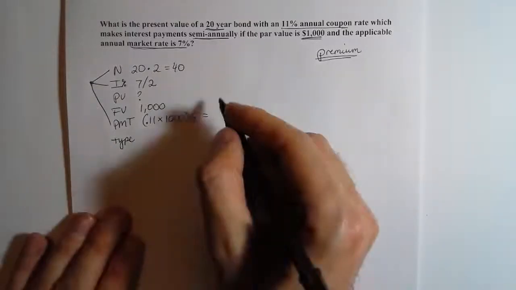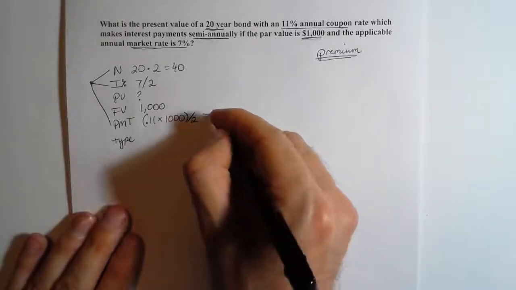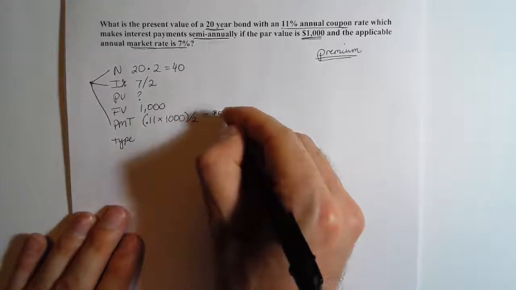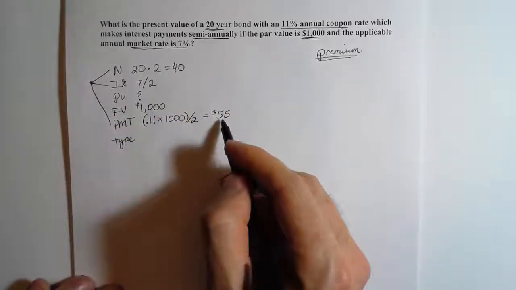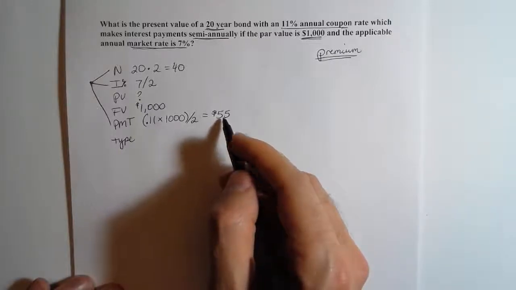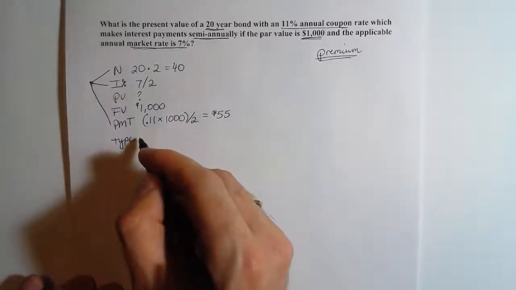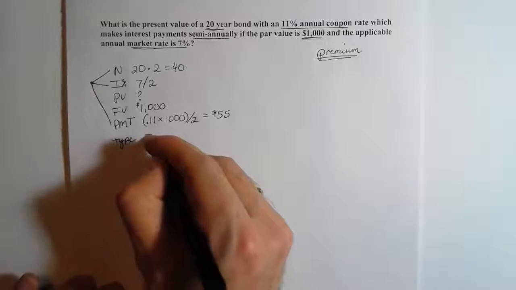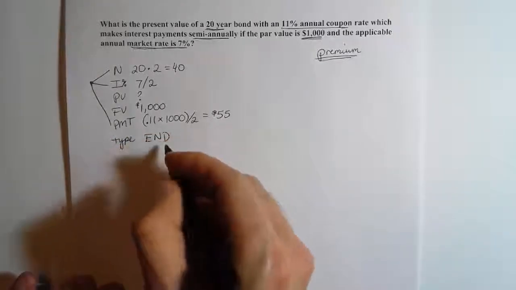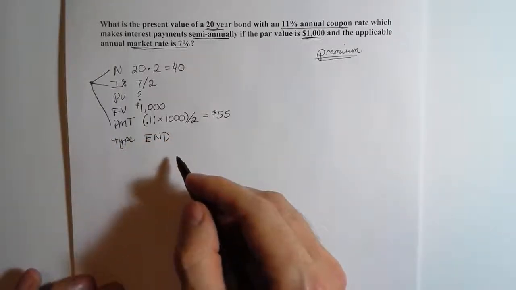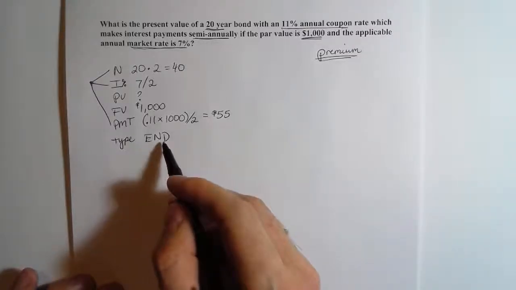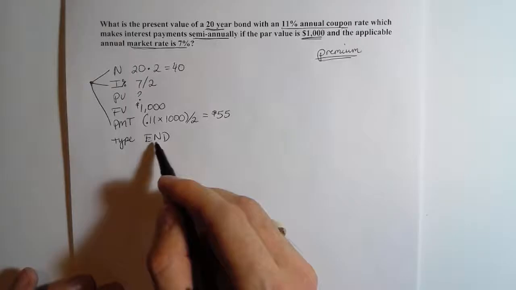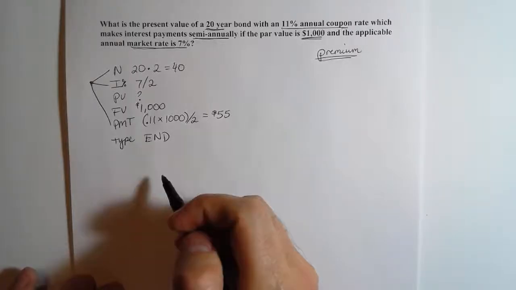Okay, so if you took a moment to work that out, what you should have arrived at was a semi-annual payment of $55. So we're getting $55 per 6 months. And for a typical bond, it will make payments at the end of each period. So in the absence of any information to the contrary, since this is a bond and bonds typically make payments at the end, we're going to assume it makes payments at the end. So we'll set the payment type to end.